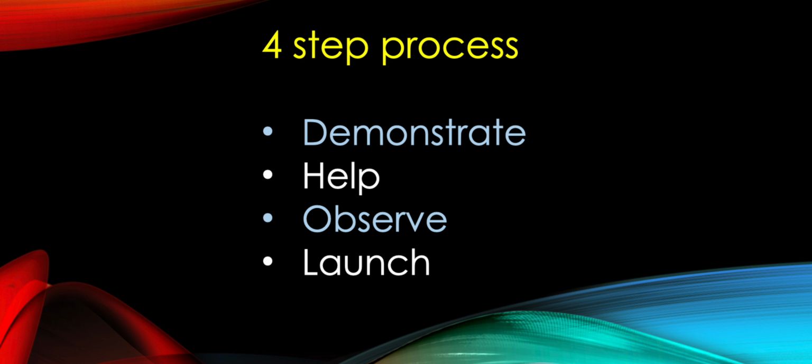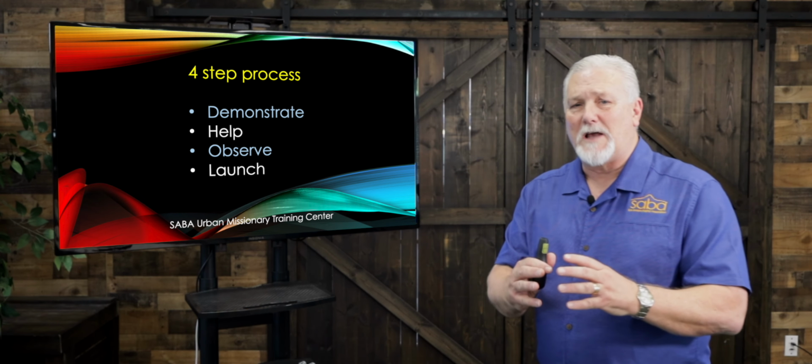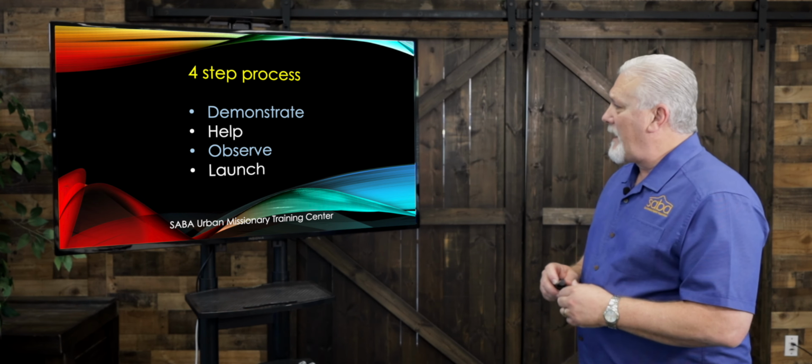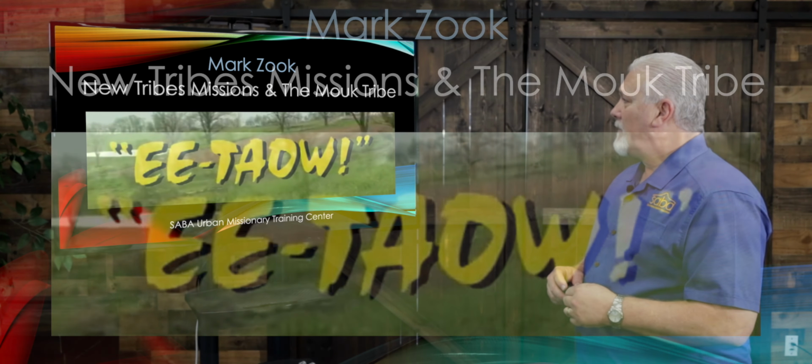This is a 4-step process where the teacher demonstrates to the student what is to be learned. The student works on learning it and is assisted by the teacher. In the 3rd step, the teacher watches the student doing the activity to make sure that he or she is doing it correctly. And then the 4th step, when the student or the learner has reached a certain level of skill or ability, the teacher launches that student or disciple into doing that activity on his or her own. Here's an example that took place of Mark Zook with the Mook tribe.